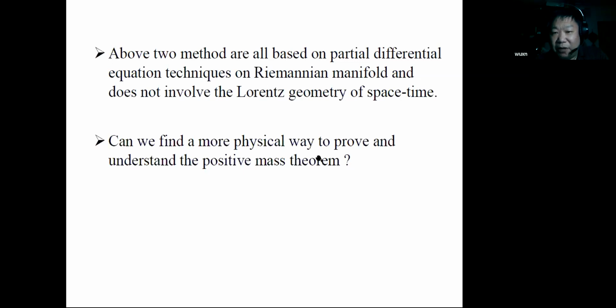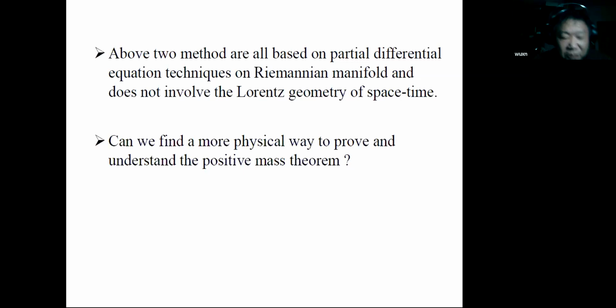The other motivation for this is that we want to find a more physical way. Physicists maybe don't understand many of the technicalities about partial differential equations, and sometimes they want to ask how we can find a more physical way to prove or understand the positive mass theorem. That is the question, and that's also the motivation of our work.